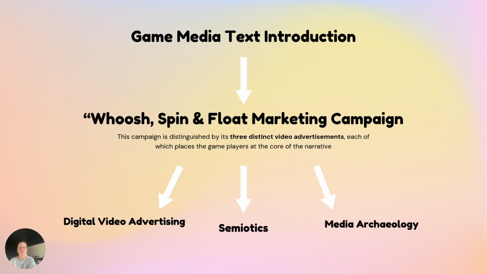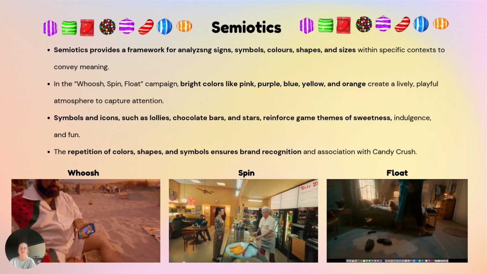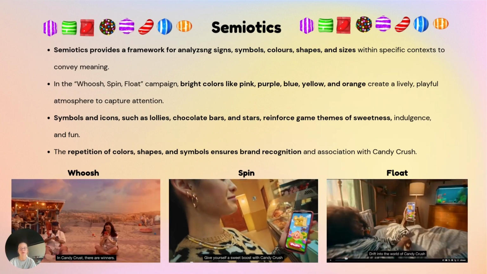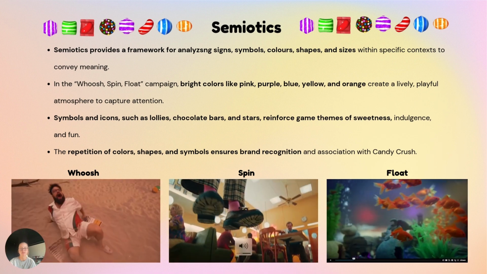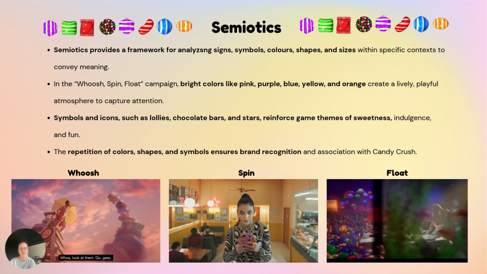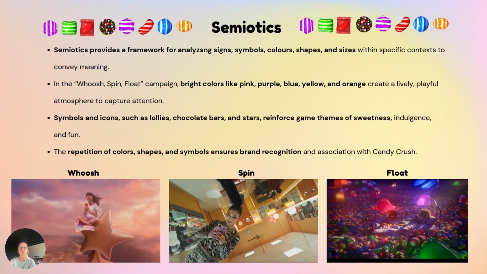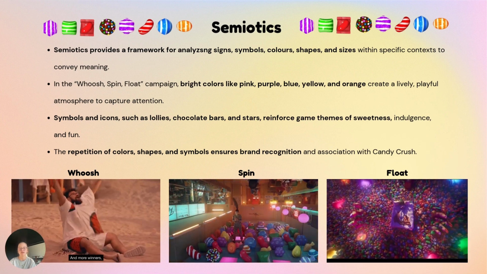These concepts and theories are used to examine this campaign and how these advertisements bridge the gap between the virtual world of the mobile game and the physical world, thus enhancing the overall performance and engagement of this campaign. Let's explore the first theory, which is semiotics. Semiotics is a discipline that provides a framework for studying and analysing the roles of signs, symbols, colours, shapes, and sizes within specific contexts, revealing how they function to convey meaning.